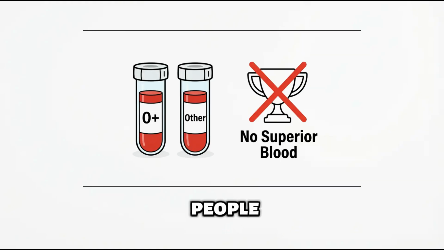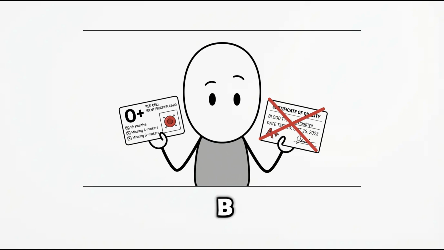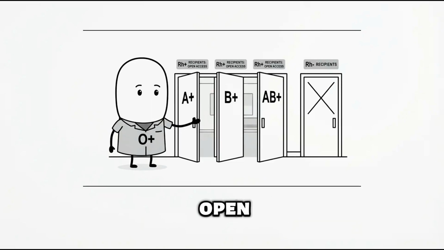People with O plus blood do not have cleaner blood or a superior immune system. The absence of A and B antigens is simply an identifying feature of their red blood cells, not a certificate of bodily quality. O plus cannot open every door, but in the healthcare system, it opens many doors that need to be opened every day.